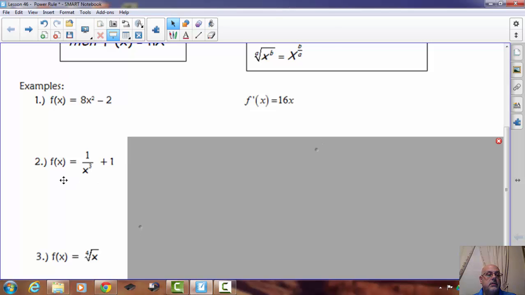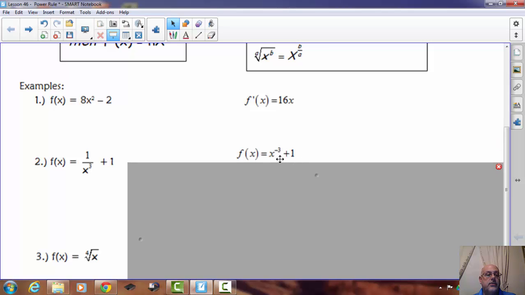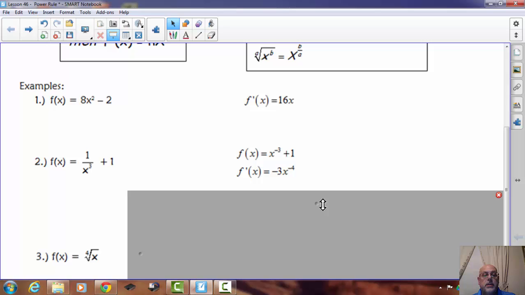The next function, 1 over x cubed plus 1. You have to write it as x to the negative 3 plus 1. The power rule says you take the exponent, negative 3, multiply it by the coefficient, which is 1. You have negative 3x. Take the exponent negative 3, subtract 1, you get negative 4. So the derivative of this function is negative 3x to the negative 4 power.